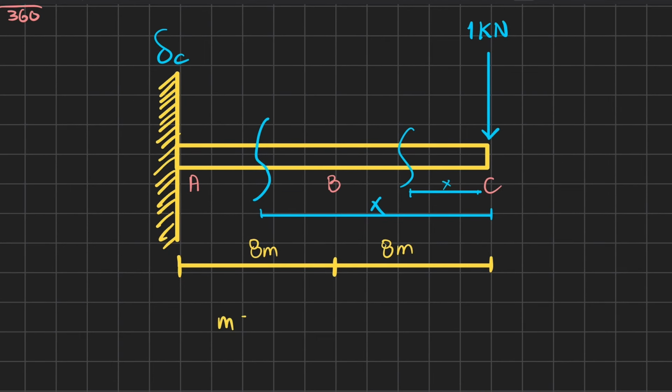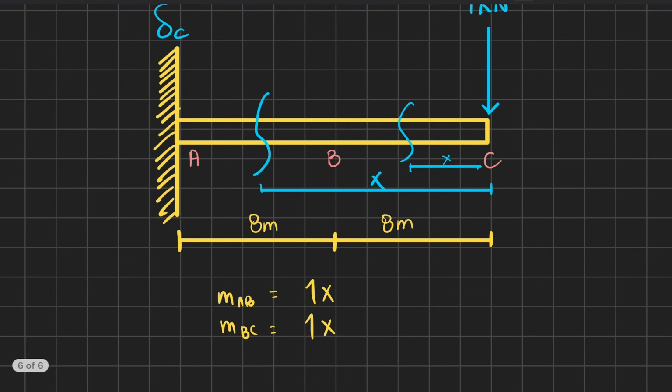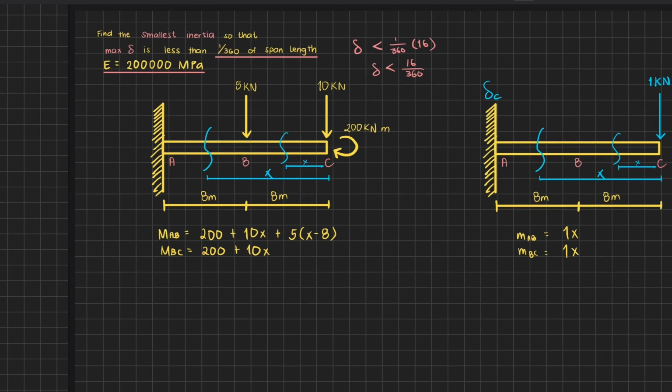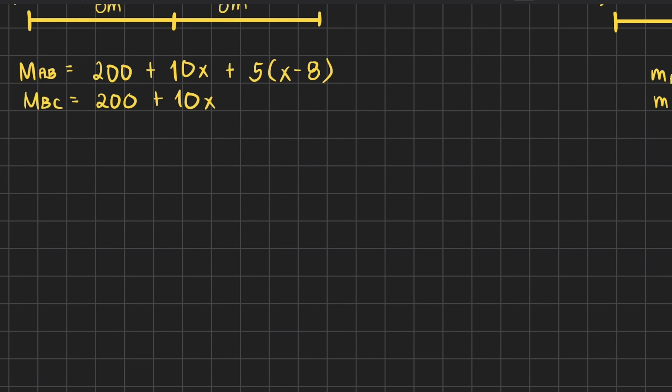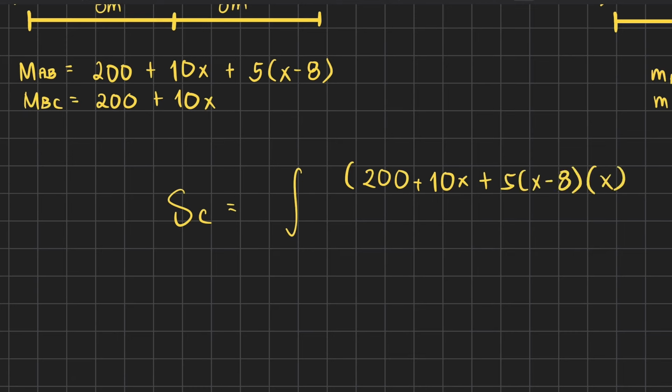And ang moment equation for AB, moment equation for BC, both of them is just 1x. It's 1 times distance, 1 times distance. Okay? Next, gagamitin na natin yung equation. This is deflection at C is equal to the integral of 200 plus 10x plus 5x minus 8 times x. This is for AB.